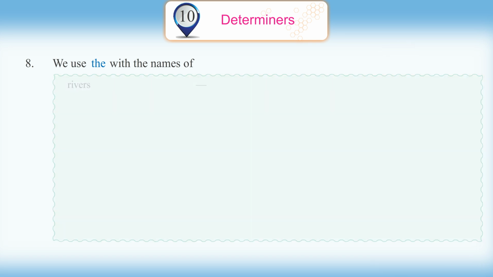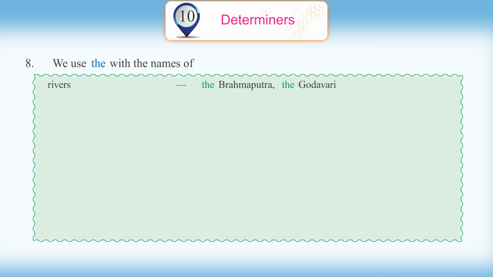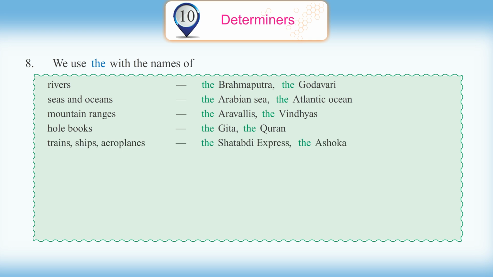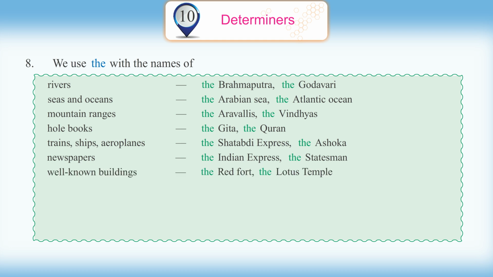We use the with the names of rivers: the Brahmaputra, the Godavari; seas and oceans: the Arabian Sea, the Atlantic Ocean; mountain ranges: the Aravalis, the Vindhyas; holy books: the Gita, the Quran; trains, ships, aeroplanes: the Shatabdi Express, the Ashoka; newspapers: the Indian Express, the Statesman; well-known buildings: the Red Fort, the Lotus Temple; countries of the name: the United States of America, the United Kingdom.